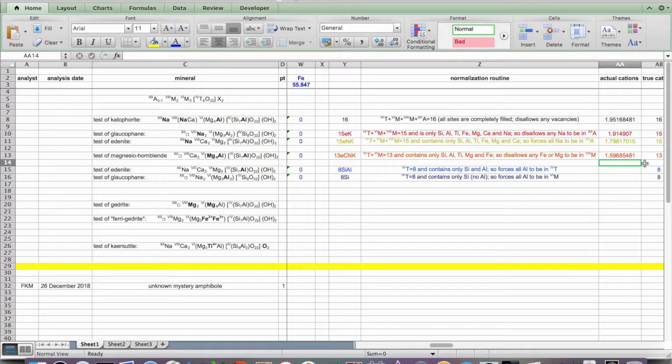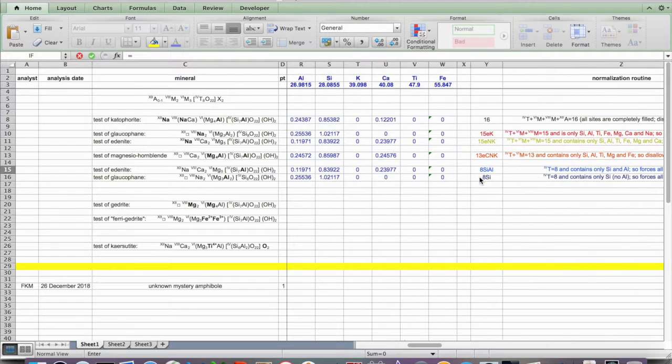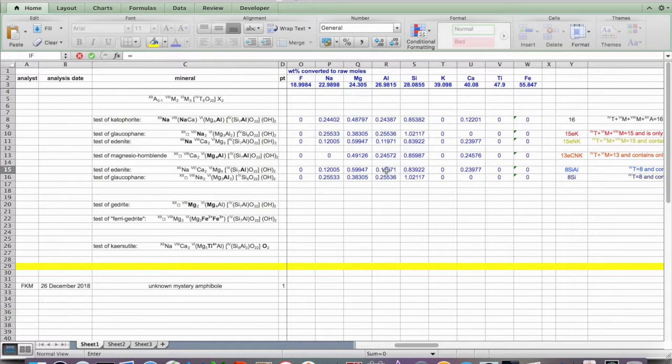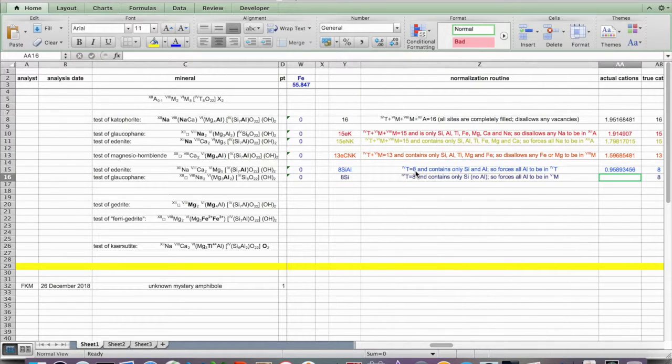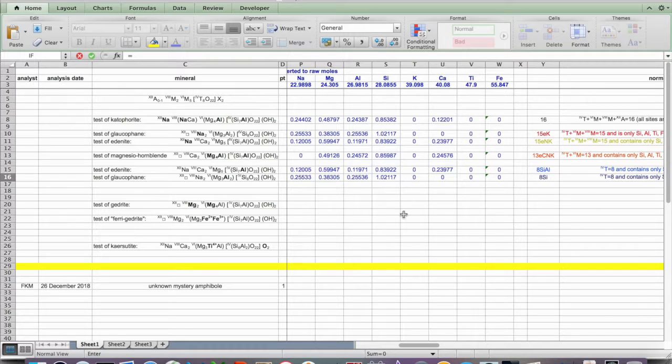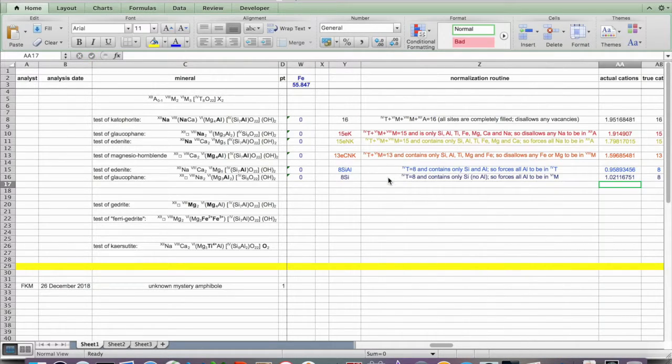Okay, and then finally we have the last two. These are much simpler. This first one, we are only allowed to have silicon and aluminum. So we put the equal sign there, and we literally are only allowed to pick aluminum and silicon. That's all we're allowed to pick. And then finally, this last one says we are only allowed to have silicon. So this is the simplest one of all. The normalization is based entirely on silicon.